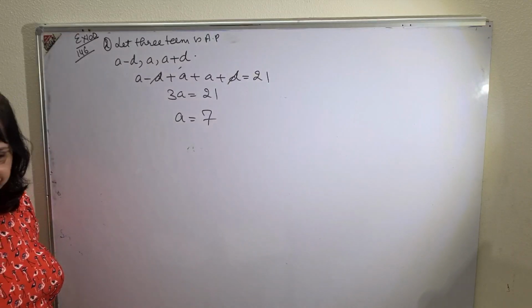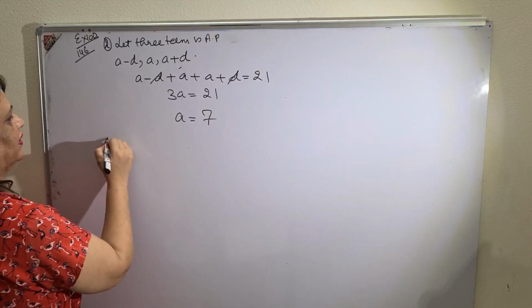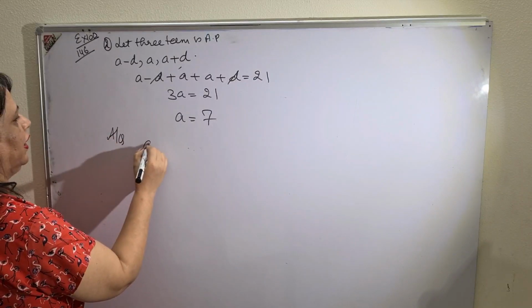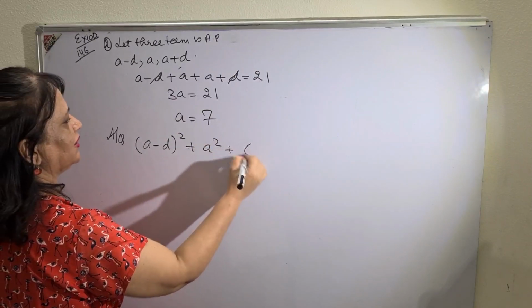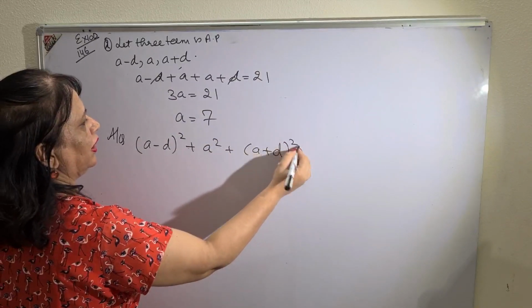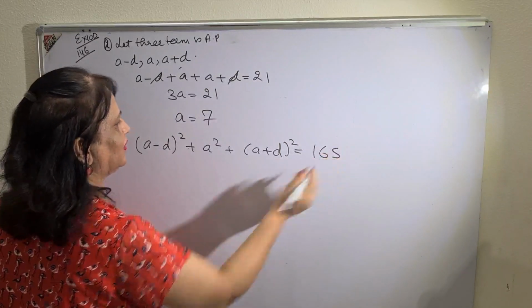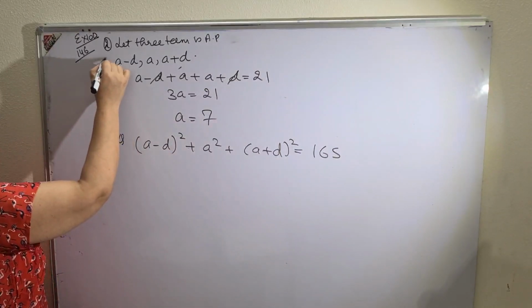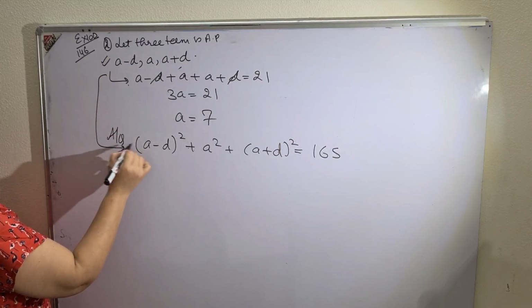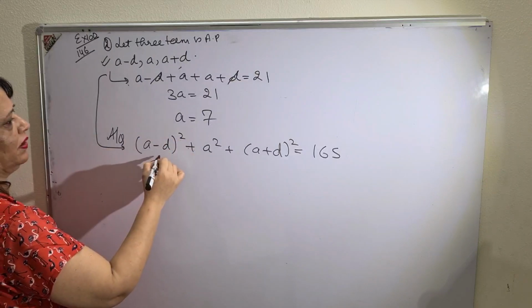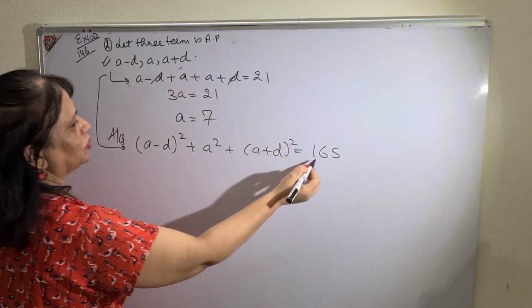Then he says the sum of their squares. So again, the second condition according to the question: (a - d) whole square plus a square plus (a + d) square is equal to 165. So children, it is very easy. Same numbers. First I took the sum, and then I took the sum of the squares of the 3 numbers to be 165.